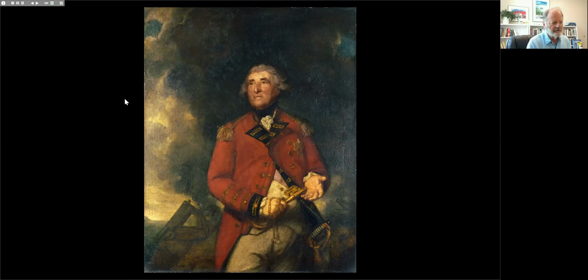This is an example of the grand manner portraiture which Reynolds developed, and what that meant was to depict great men in a complimentary way, surrounded by things that tell us something about their accomplishments, as we see here.